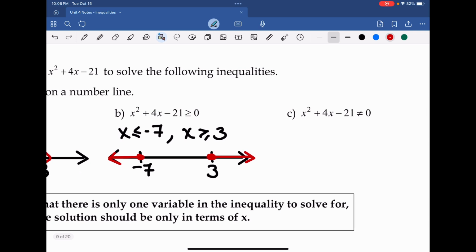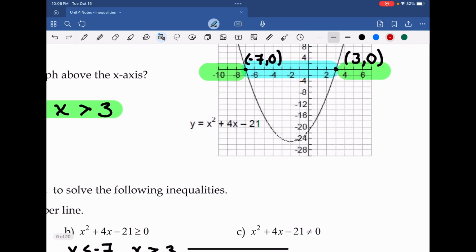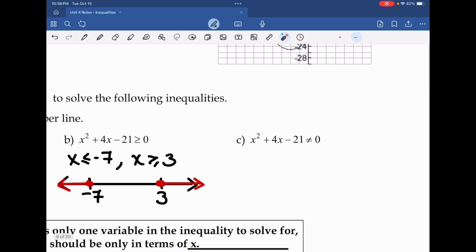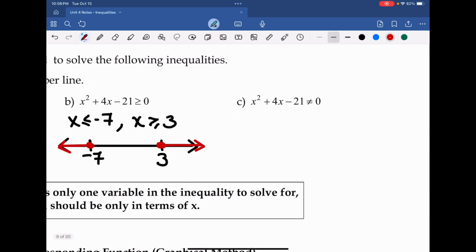Lastly, where is it not equal to 0? Well, the only points in which this is equal to 0 were specifically at the x-intercepts. So as long as we don't include these x-intercepts, everywhere else it's not equal to 0 overall. And so we're going to write this as the following. As long as x cannot equal -7 or x cannot equal +3, we're good.